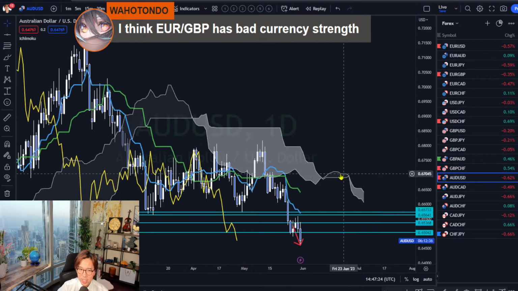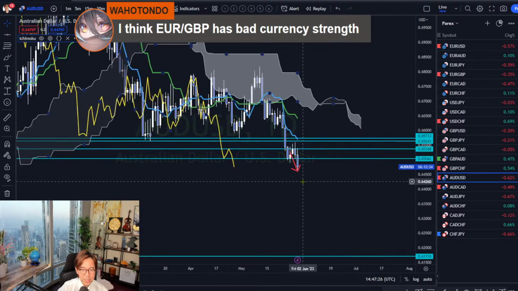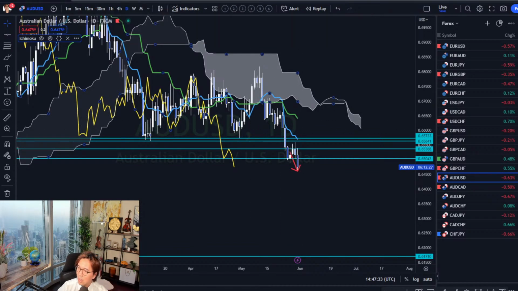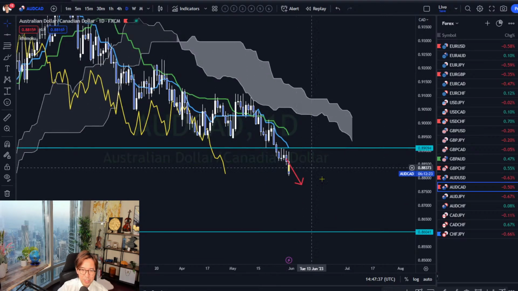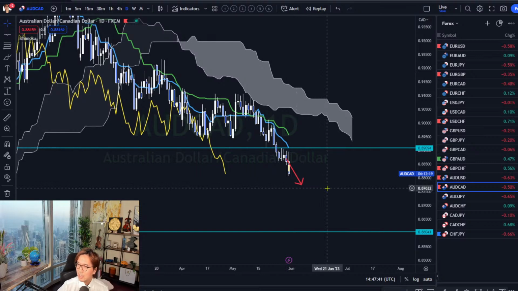And AUD/USD is now bearish. It broke the support. Kumo down, Kijun Sen down, Chikou span below candles. So it's all nice. And then AUD/CAD is also bearish. And today we have no big news. So we can take trades based on these technical confirmations.